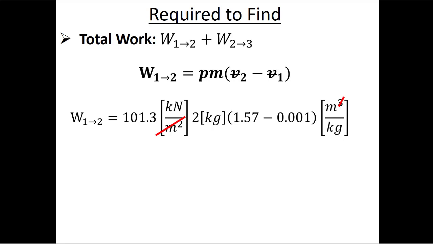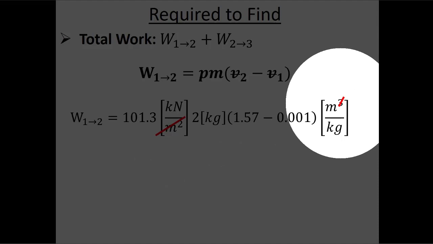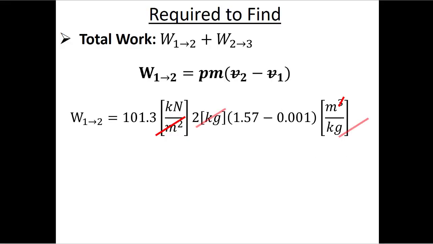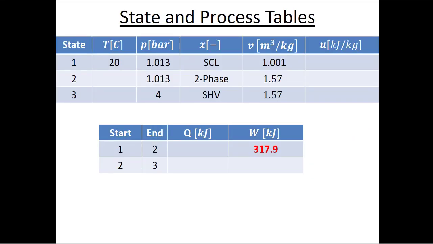So here, the 1 over meters squared cancels out 2 of the meters cubed, so I'm left with just meters. My kilograms cancel, and what I'm going to get is 317.9 kilonewton meters, which is the same as 317.9 kilojoules. So I can put that in my table down here, and now I know the work for process 1.